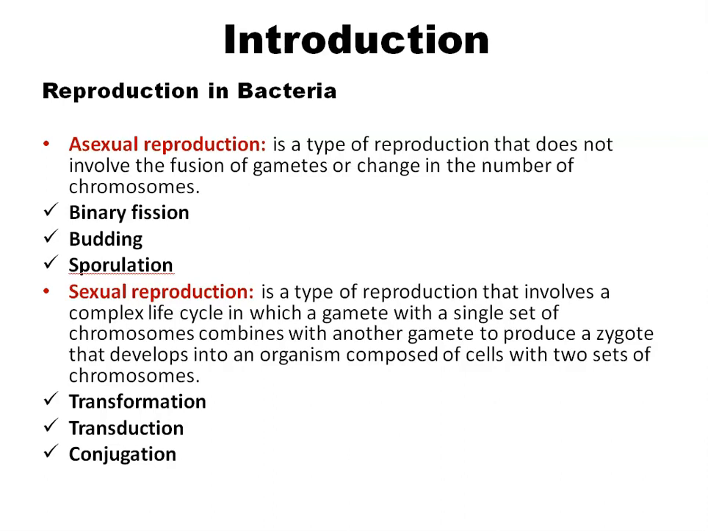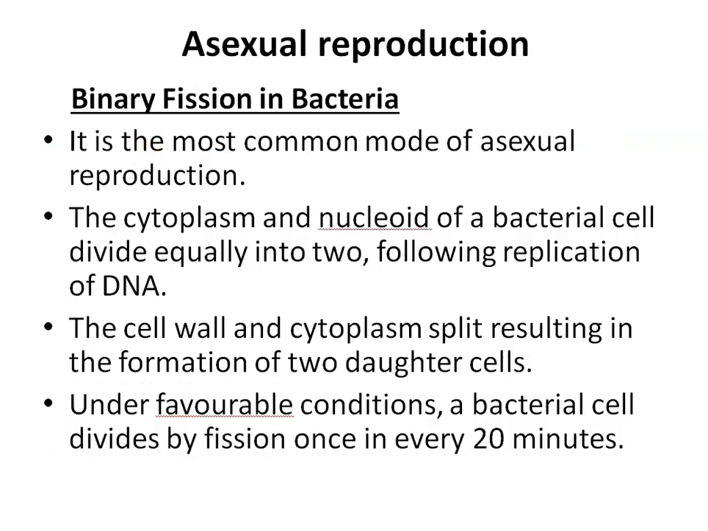Sexual reproduction involves a complex life cycle in which a gamete with a single set of chromosomes combines with another gamete to produce a zygote that develops into an organism composed of cells with two sets of chromosomes. Sexual reproduction includes transformation, transduction, and conjugation. But today we will discuss only asexual reproduction in bacteria.